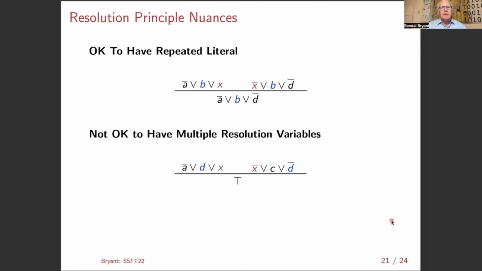There's a few cases that are important to understand in resolution. One is, it's all right to have the same literal appear in both parts of the resolution, in this case B. But it's not okay to have a variable and its complement. There can only be one variable in the two clauses that appears positively in one and negatively in the other. Otherwise, the result is just a tautology, meaning we're not adding any new information. We can't derive any new information from this pair of clauses, through resolution at least.